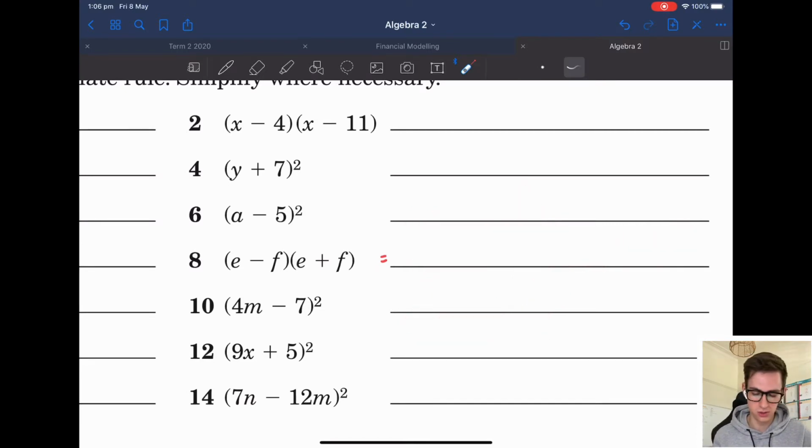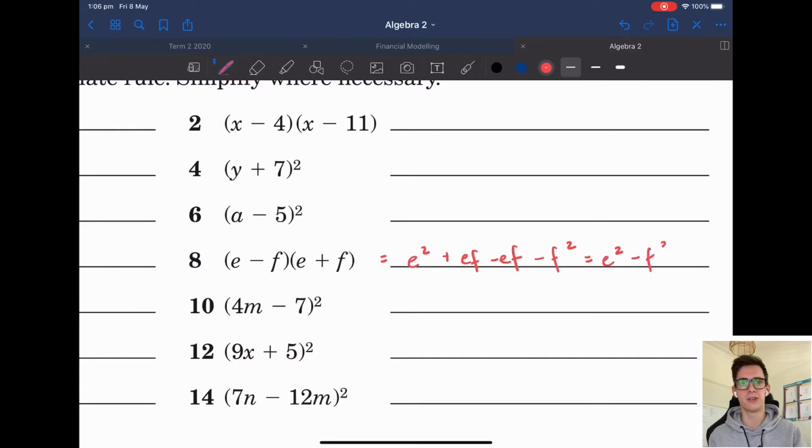Another method you might like to use is the idea of FOIL, and that is to say you times the first 2 things together, like we just did, get E squared, and then you're going to times the outside things together. So E times F is EF, I is for inside, so negative F times E, and then finally L is for lasts, so FOIL, and we get this, and then you still need to do that last line to get rid of EF and negative EF because they cancel each other out, and this is our answer. So whichever method you prefer is totally fine.